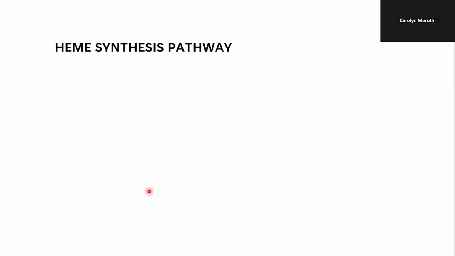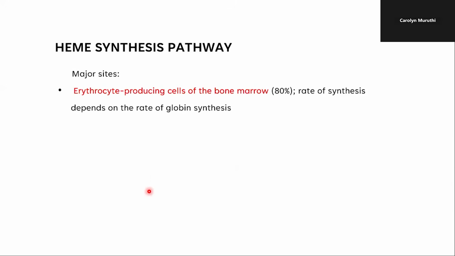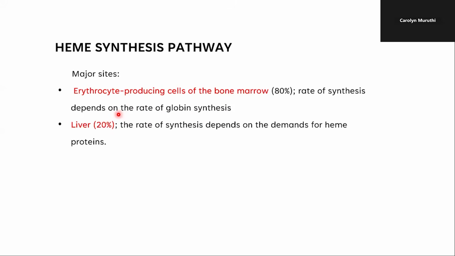Now that we know what heme is and where it is found, let us look at how our body actually makes it. The main sites for heme synthesis are 1, the erythrocyte producing cell of the bone marrow, which produces about 80% of the total heme in the body. And the rate of synthesis in the erythrocyte depends on the rate of globin synthesis. We have the liver, which produces about 20%, and the rate of heme synthesis depends on the demand for heme proteins.